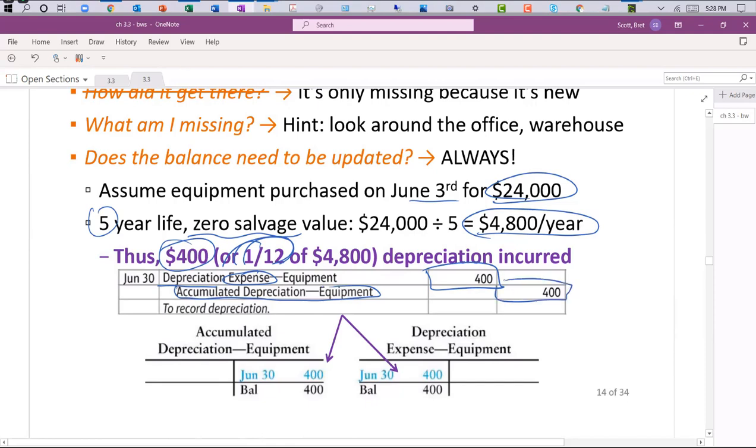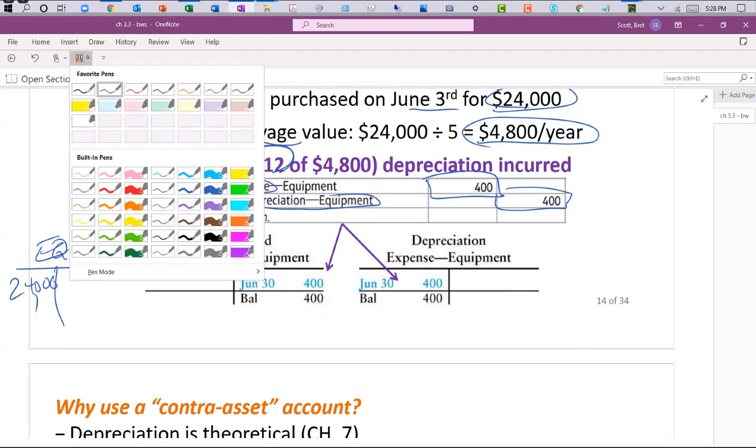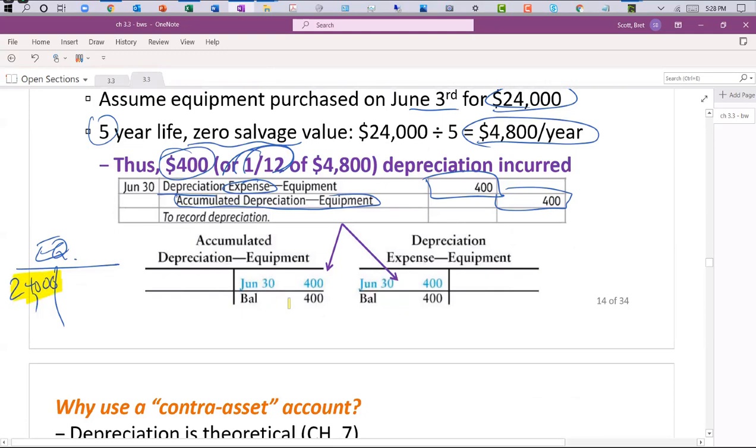Don't reduce the equipment account directly, leave that alone. You'll see that the equipment account will maintain its $24,000 balance. And when we produce our financial statements, we will net this debit with this credit to produce what's called a net book value. In this case, it will be $23,600. The 24,000 minus the 400 gets me 23,600. That represents, because we see the 24,000 decrease by $400, we can see now that we have future economic benefit of 23,600.